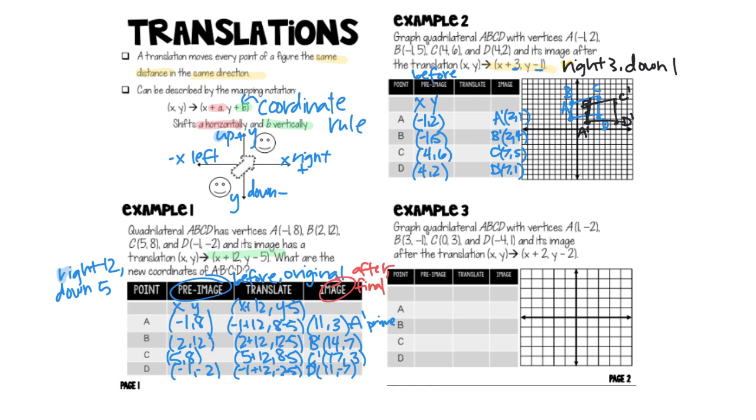Now I am going to leave the last example, example 3, as practice for you. So make sure you complete example 3, graph quadrilateral ABCD with vertices A, B, C, D, and its image after the translation x plus 2, y minus 2.